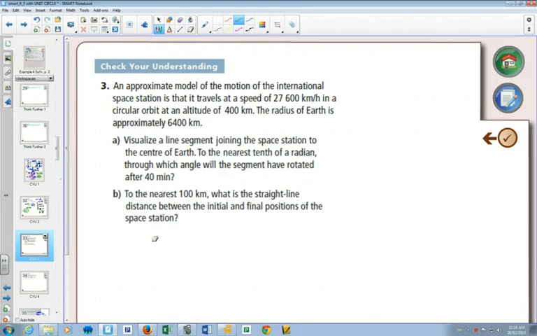Right. One of the things that we developed yesterday was an arc length idea. Remember, we figured out that you could figure out an arc length in degrees if you just do the proportion.